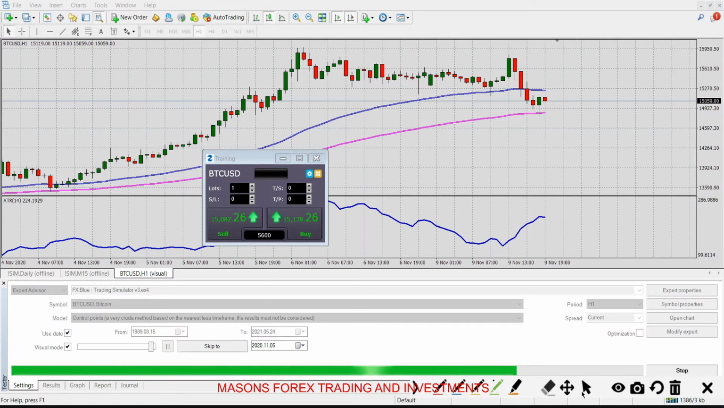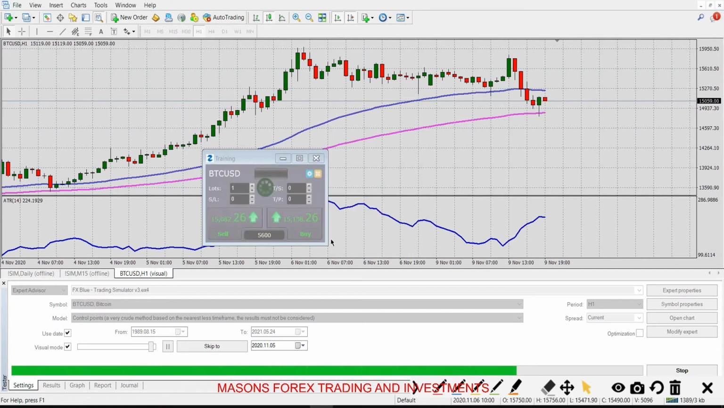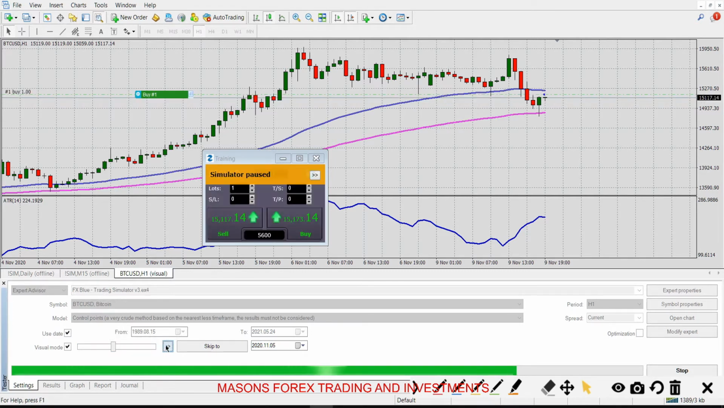I'm going to buy. Confirm buy, one standard lot Bitcoin USD. Unfortunately, with this specific broker, I can't use 0.01 as my lot size, so I would have to use this lot size. I'm going to slow down the simulator.